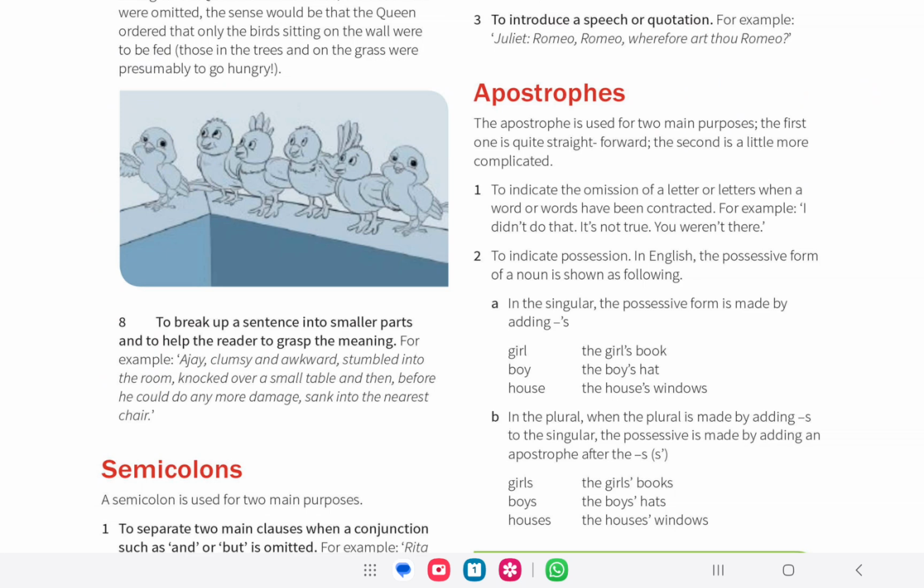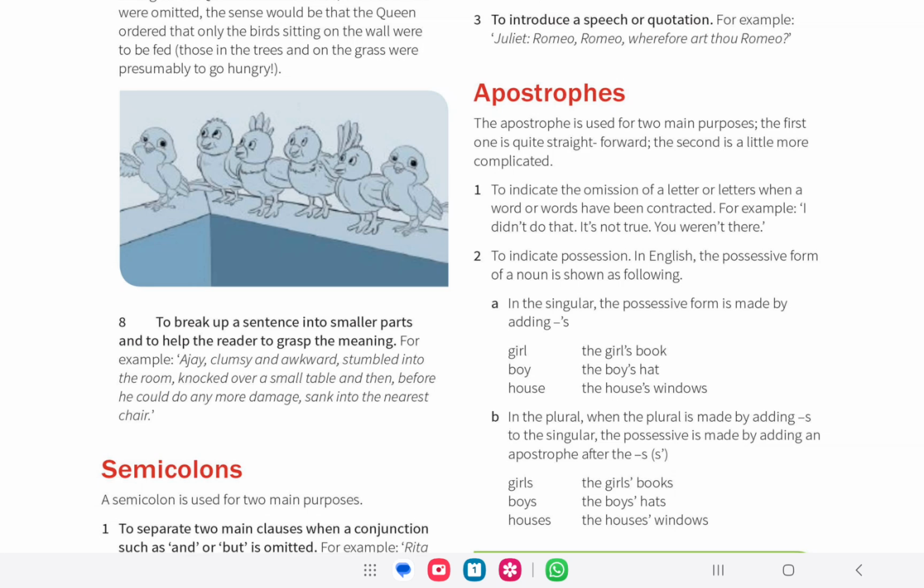Now the second use. The second use is to indicate possession. In English, the possessive form of a noun is shown as follows. Now, in the singular, the possessive form is made by adding apostrophe s. Like, let's have a look at that.